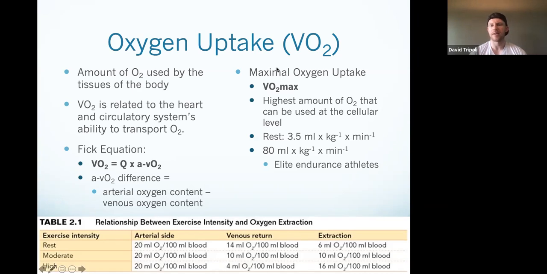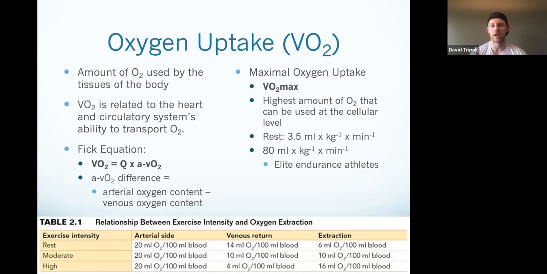So your VO2 max is the highest amount of O2 that can be used at the cellular level. So how much can your cells extract from the blood? At rest for everyone, it's about 3.5 milliliters per kilogram per minute. Elite endurance athletes, so think very, very good long-term endurance, Tour de France, marathon runners, things like that, they can get all the way up to 80. So they are really, really good at extracting that O2 and using it at the cellular level.